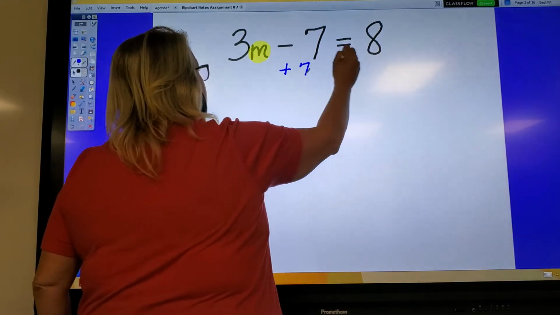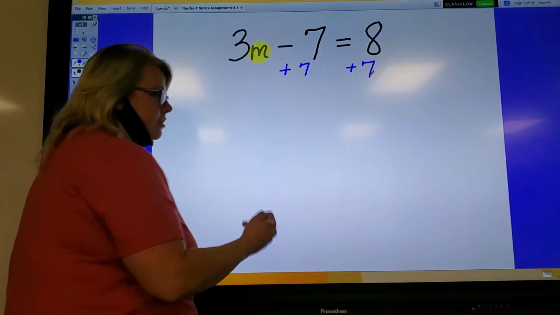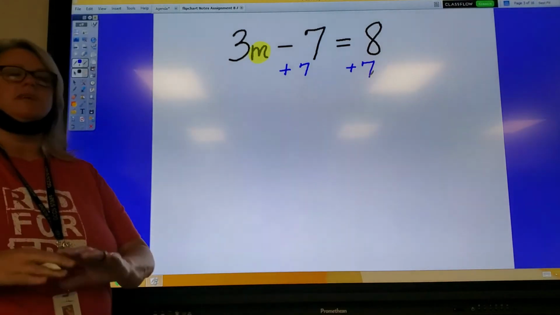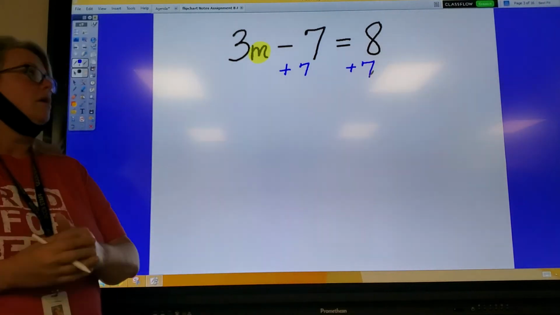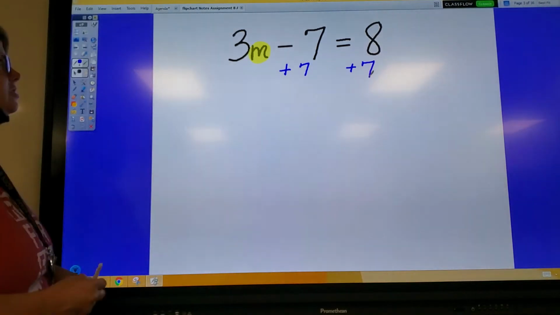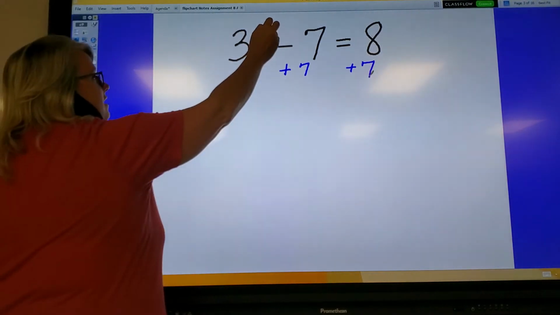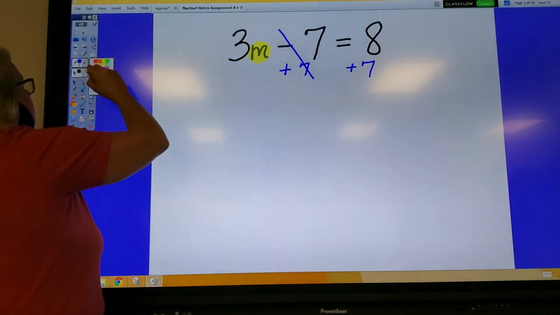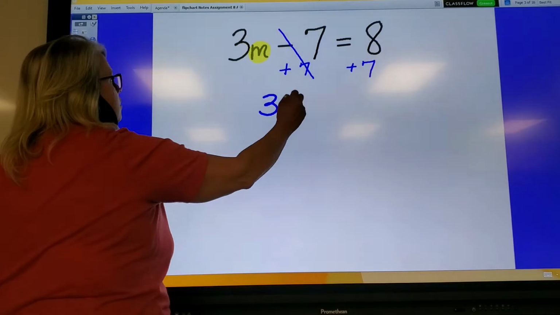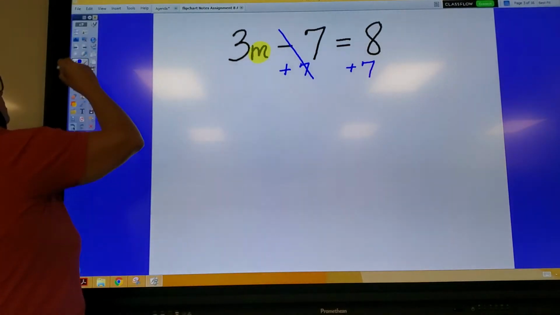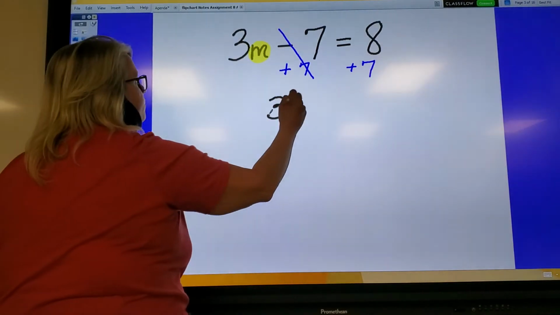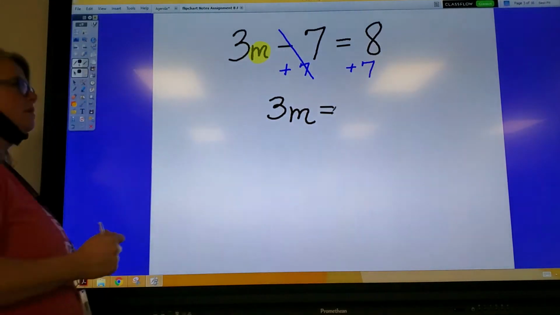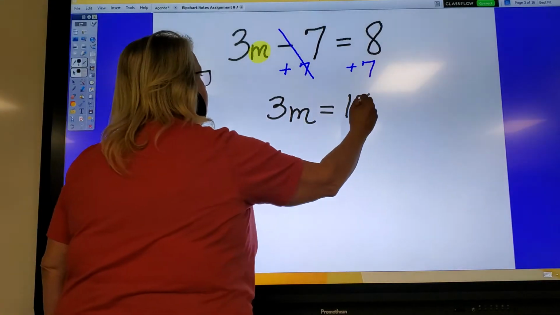Now, for right now, I would like for you guys to practice showing your steps. Eventually, once I feel confident that you're good with these integers, I'm not going to make it a requirement for you all. But again, right now, let's practice showing that step. So your minus 7 and your plus 7, that's 0, so that's gone. And you can bring down your 3m. And then we have 8 plus 7, which is 15. All right, so first step completed.